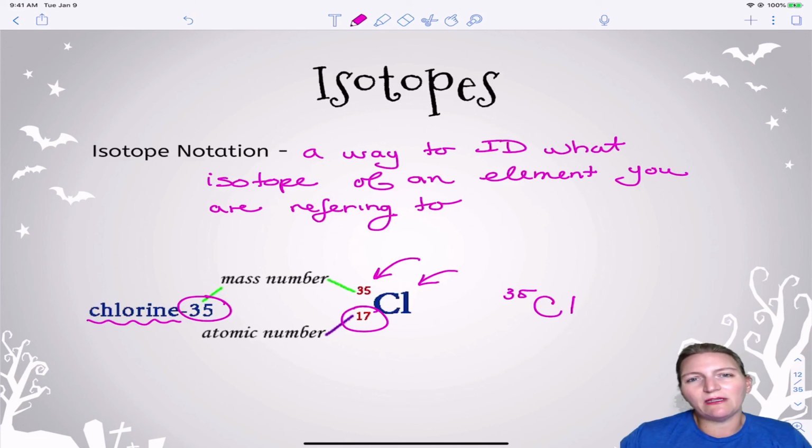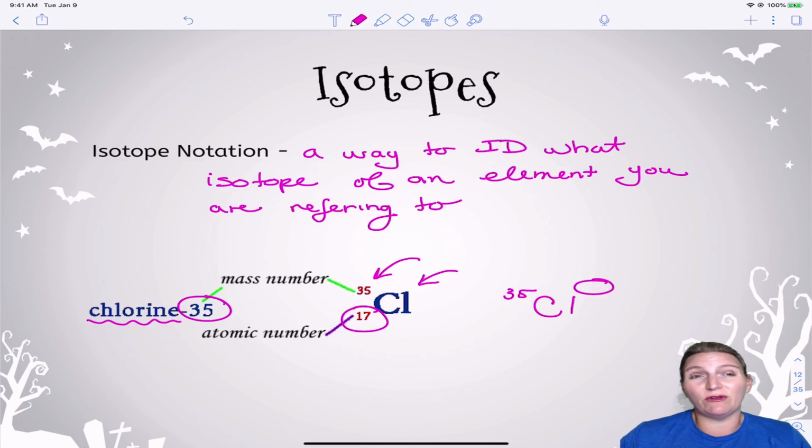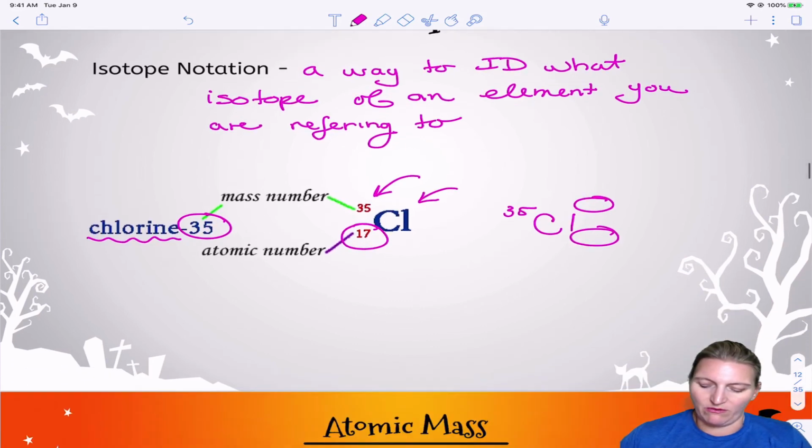The placement of these numbers is really important because in every corner of the symbol, those numbers mean something different. A number in the upper right hand corner is going to mean the charge, that it's an ion, and the number in the bottom right hand corner means how many of that element you have.